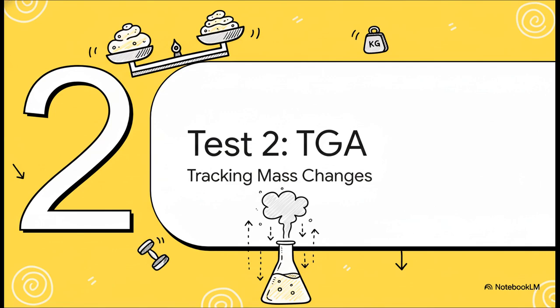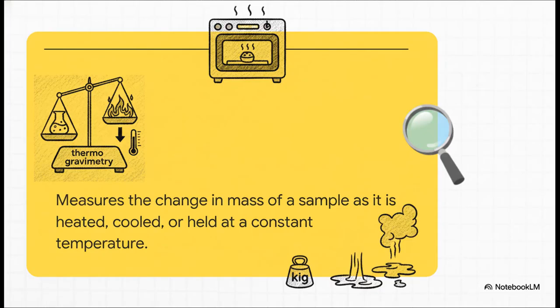All right, on to our second major technique, Thermogravimetric Analysis, or TGA. Now, if DSC was all about energy, TGA is all about mass. The name pretty much gives the game away, right? Thermo for heat and gravimetry for measuring weight. TGA simply measures how a sample's weight changes as you heat it up. You can think of it like putting your material on a super sensitive scale that's also inside an oven, just to see what burns off and exactly when it happens.